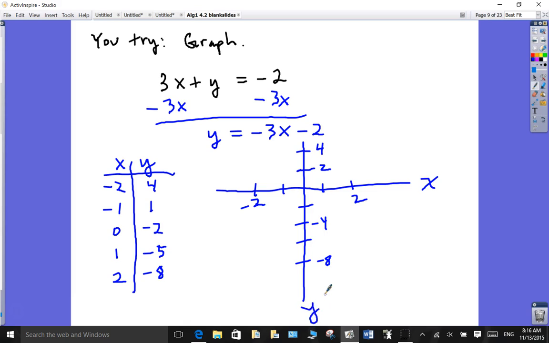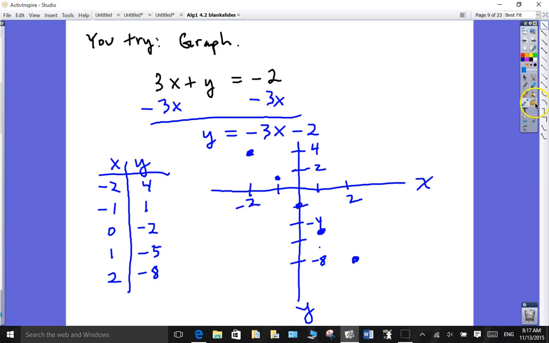Plot points. -2, +4. -1, 1. 0, -2. 1, -5. 2, -8. Does that look good? And I'm going to draw a line. Connect them with a line. Not a very good line, but close enough for government work, as they say.